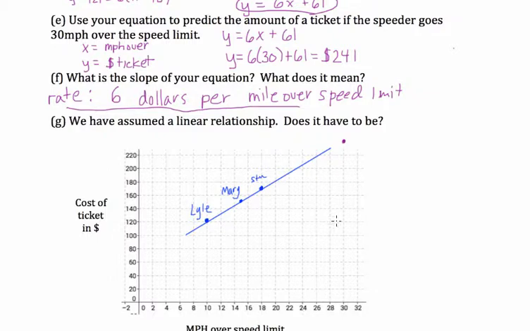Maybe what happens is after 25 miles an hour over the limit, maybe they call it reckless driving, and maybe that makes the amount of your ticket go way up. So maybe it's linear through here, and then at 25 miles per hour, it goes up more rapidly. That would be a nonlinear relationship.